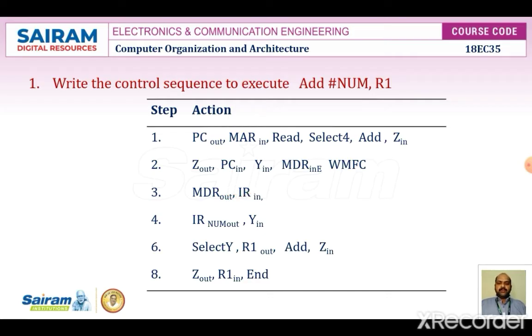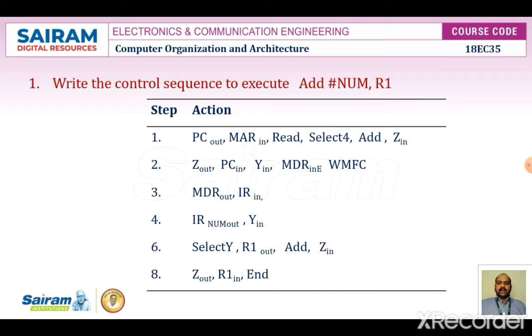Then in step 4, the number present in the instruction register is going to move through the Yin. Then we have to select the Y input in the multiplexer. So step 6 selects the Y input in the multiplexer, and that is going to produce an output from the register R1, and that is going to do the add function, and in this ALU the data is going to be added and the output will be produced into the temporary register Z.